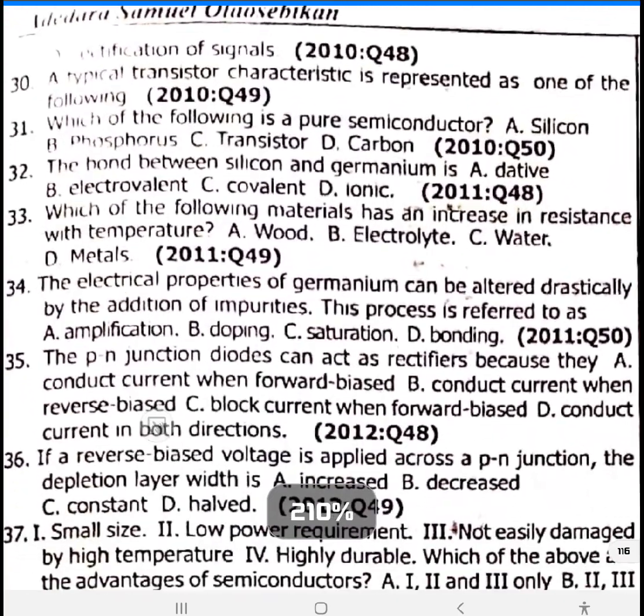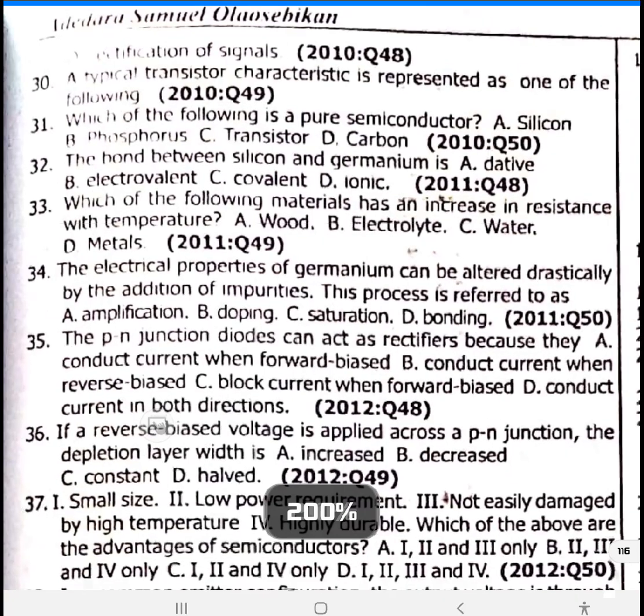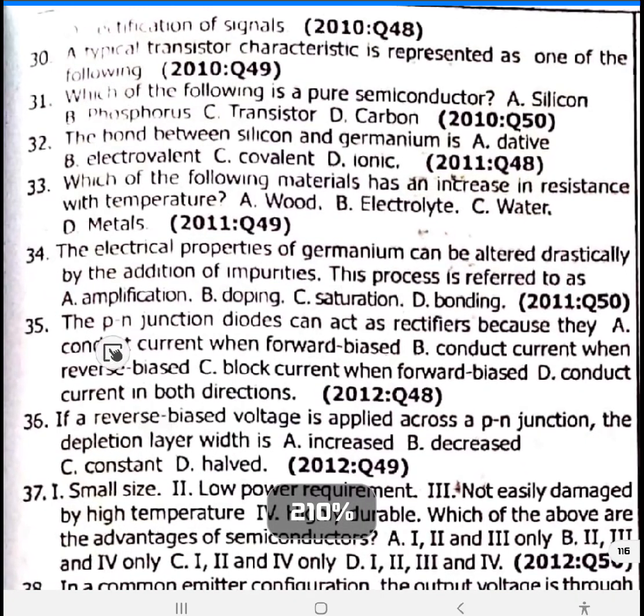Number 30. This chapter is actually a tiny one. A typical transistor characteristic is represented as one of the following. They don't give us options. 31. Which of the following is a pure semiconductor? Silicon is a pure semiconductor. Silicon and germanium, they are major semiconductors.